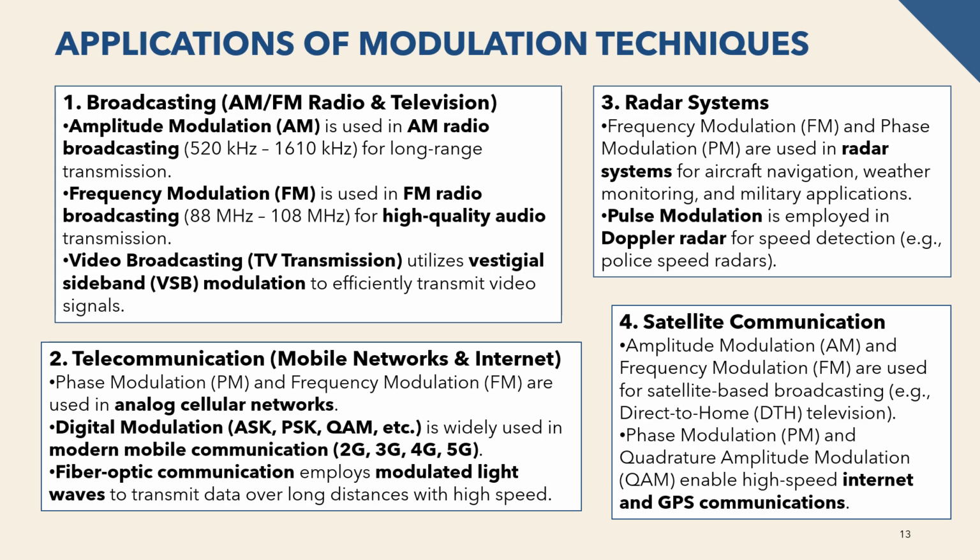So now I will discuss applications of modulation techniques. Modulation is used across various industries. In broadcasting, AM is used in radio broadcasting for long range transmission. FM provides high quality sound, and VSB is used in TV transmission. In telecommunication, modulation techniques enable mobile communication, internet connectivity, and fiber optic transmission. In radar systems, frequency modulation and phase modulation are used for aircraft navigation, weather monitoring, and military applications. In satellite communication, it ensures efficient data transmission for TV, GPS, and high-speed internet services.